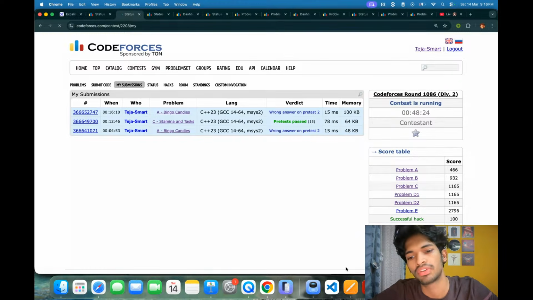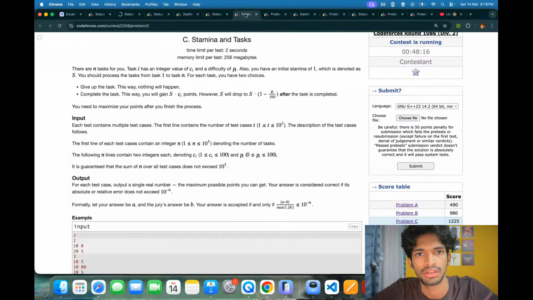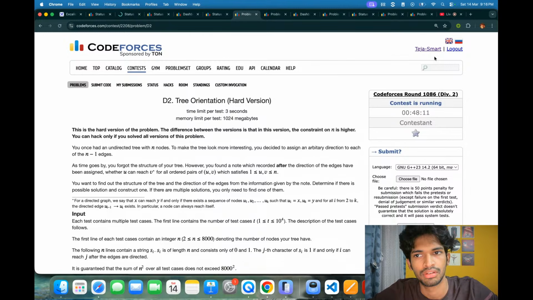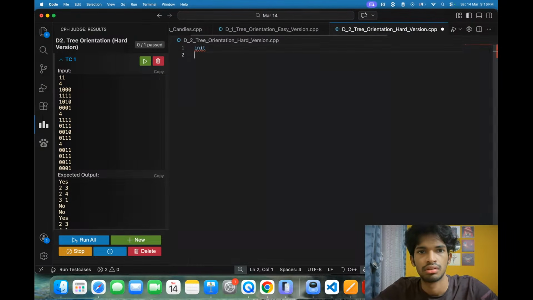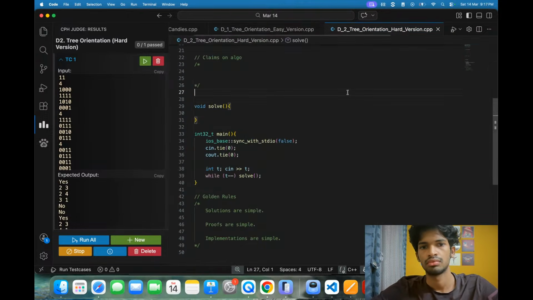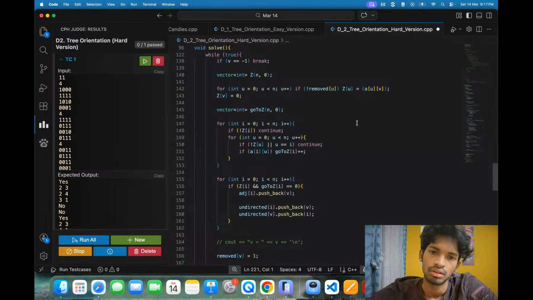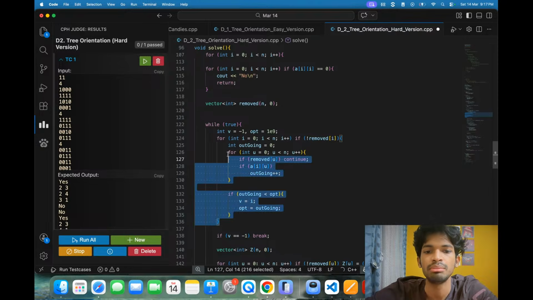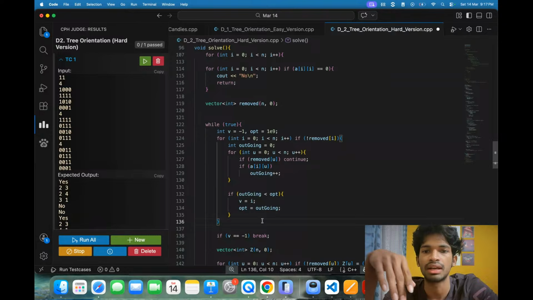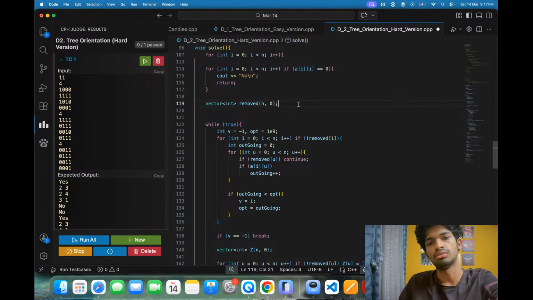So D2. How difficult can that be? Finding frequencies is not difficult. Finding mean frequency is not difficult because when you're removing it, you can just subtract that from all the frequencies and then just find the maximum frequency. So just find size of s here.